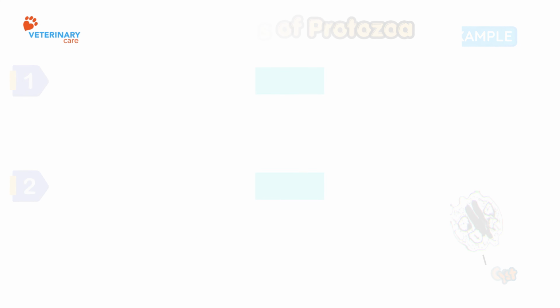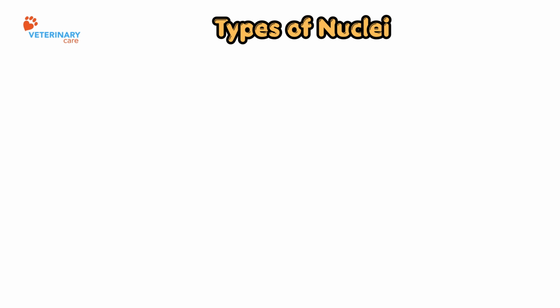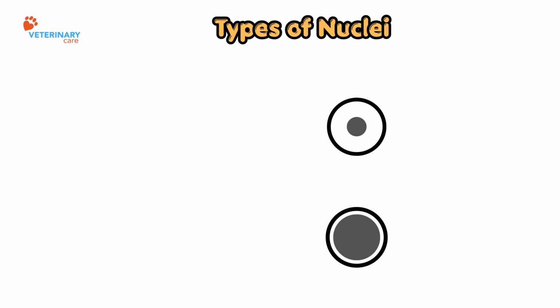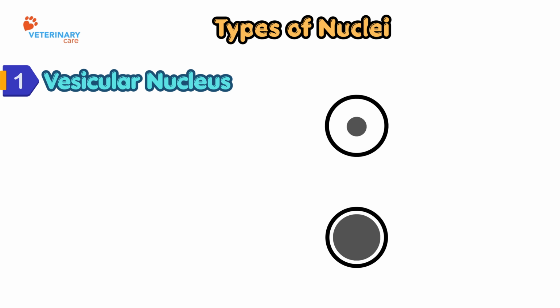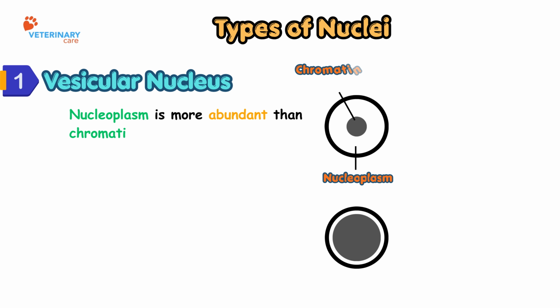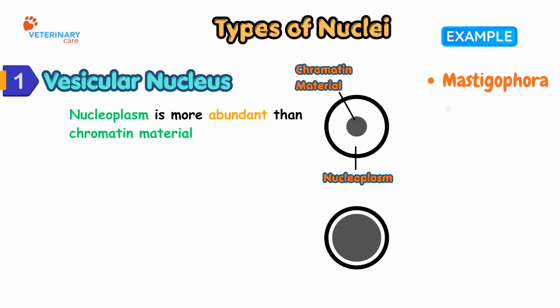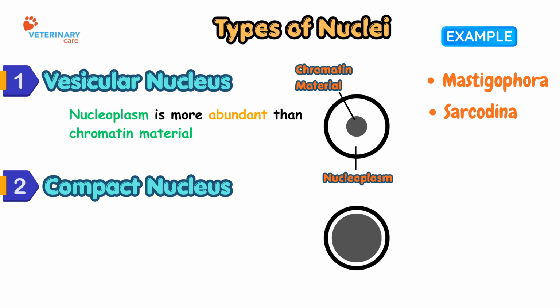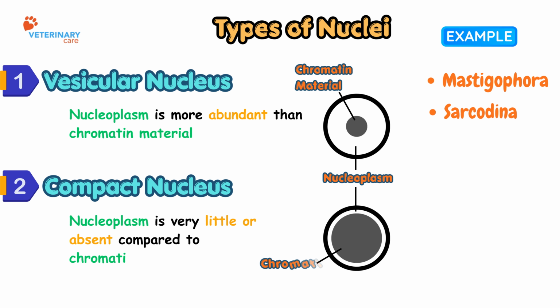Now let us discuss the nucleus of protozoa. Protozoa have two main types of nuclei. The first is the vesicular nucleus, in which nucleoplasm is more abundant than chromatin material. This type is found in Mastigophora and in Sarcodina. The second type is the compact nucleus, in which nucleoplasm is very little or absent compared to chromatin material. This is typical of ciliates such as Balantidium.